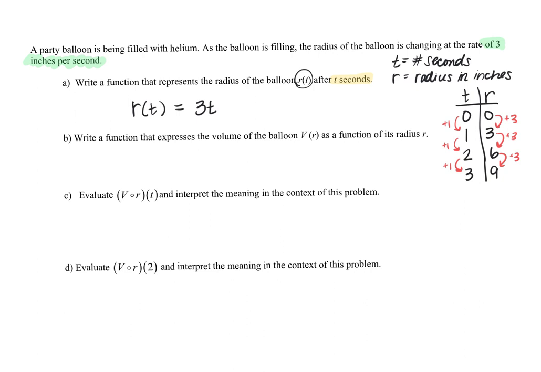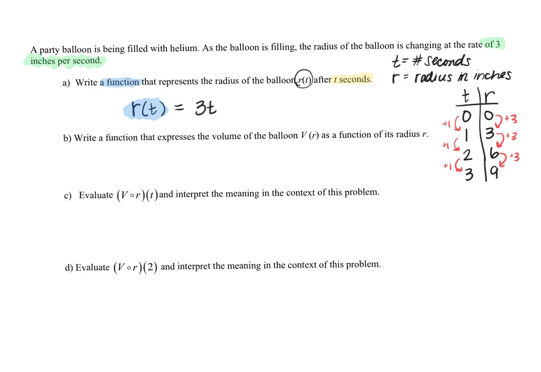Something else I want you to pay attention to, when they use the word function specifically, that means I really do want you to use function notation. In other words, I don't want you to leave your answer as just r is equal to 3t. It'd be better to write r of t the way I've done here. R of t is equal to 3t.